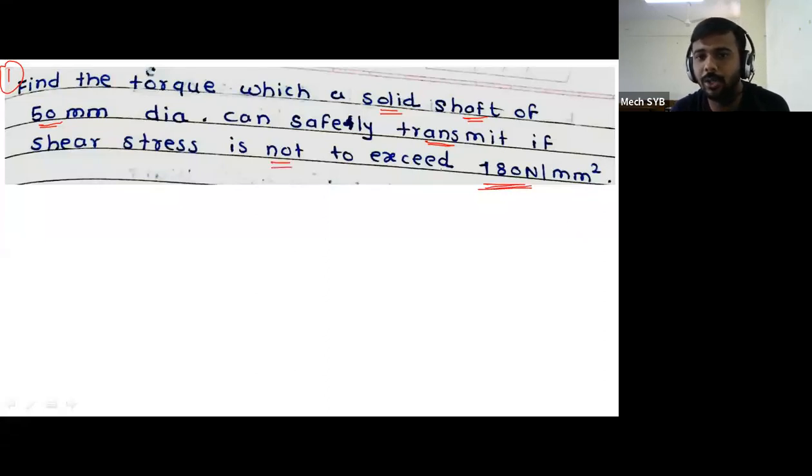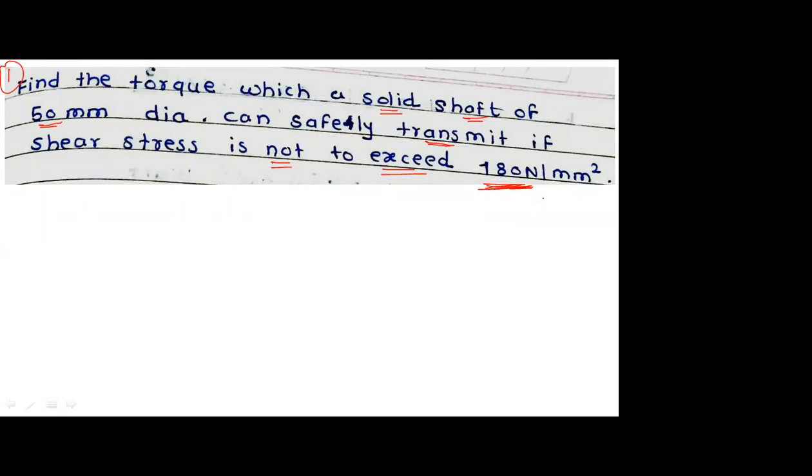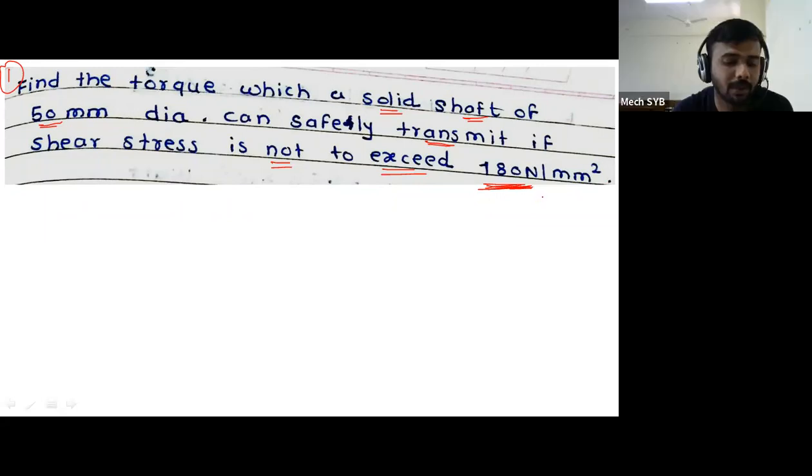And the meaning of "not to exceed" is that this is the maximum limit of the shaft. This shaft can sustain stress up to 180 Newton per mm square. Which value is given here? Tau max. This understanding is very important. Tau is given, but instead of using only tau, tau is equal to tau max.